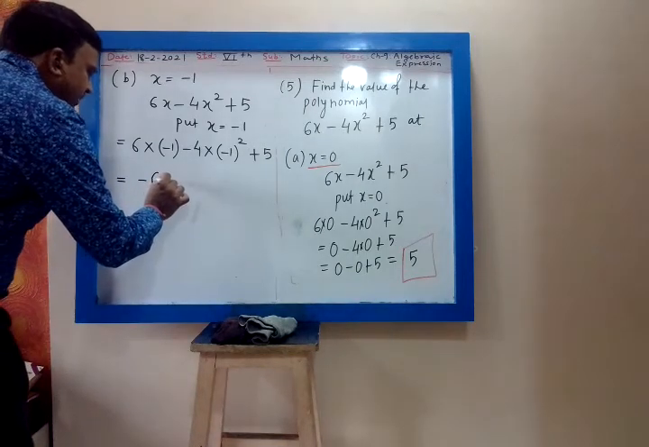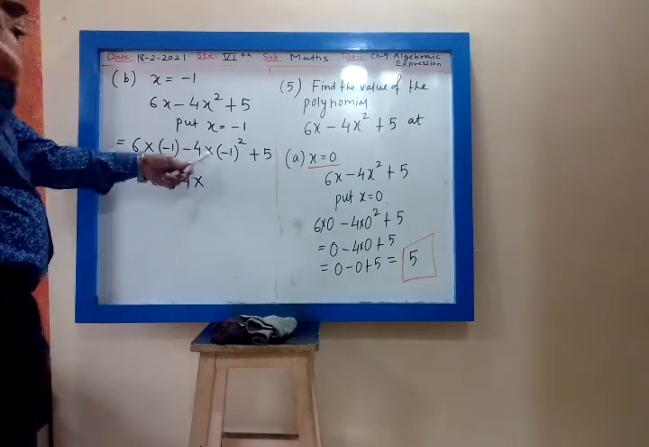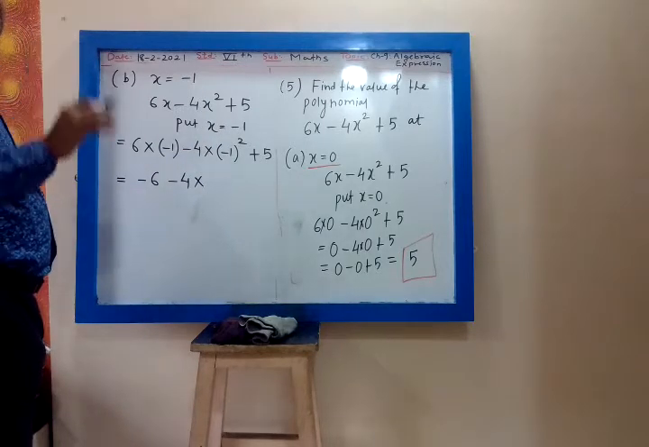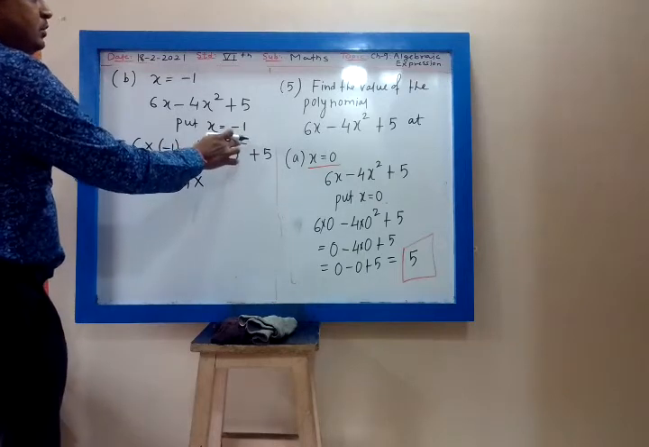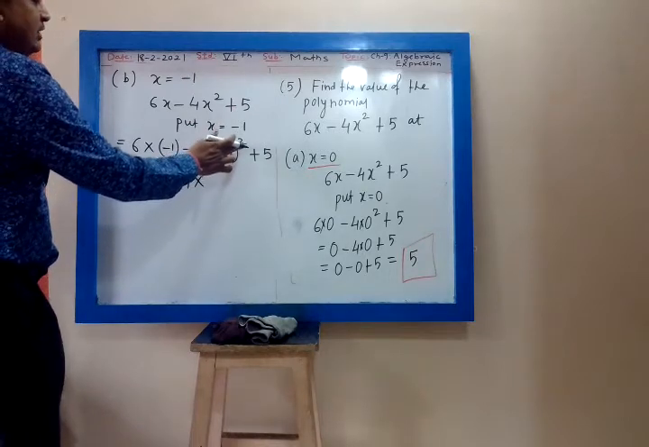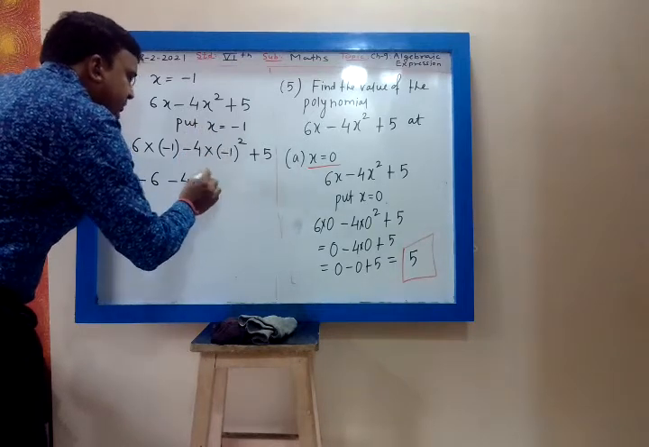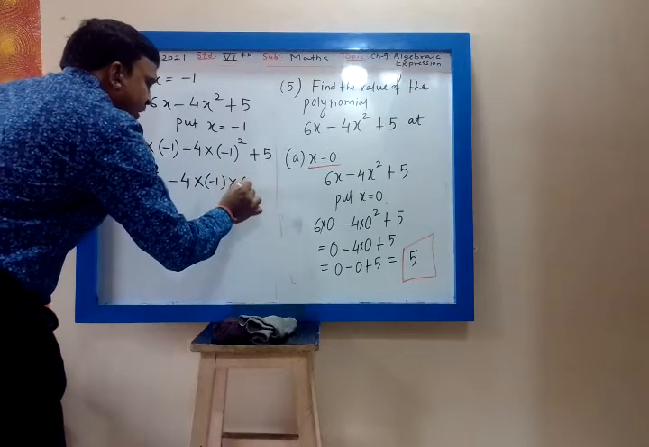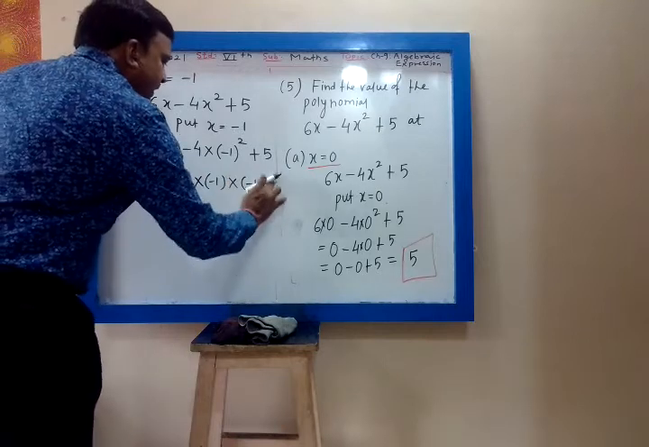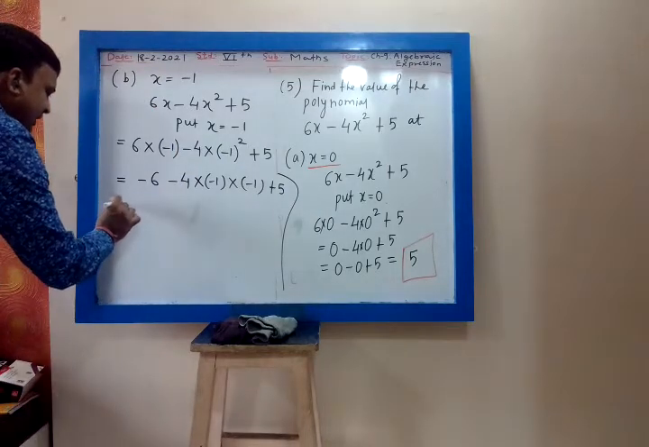Then minus 4 into minus 1 power 2. What will be minus 1 power 2? Whatever is the power, that number of times I have to multiply the variable. So power is 2. I will multiply minus 1 2 times. Minus 1 into minus 1. 2 times you have to multiply minus 1, because minus 1 is raised to power 2. Plus 5. Plus 5 I will write as it is. Then this is minus 6.